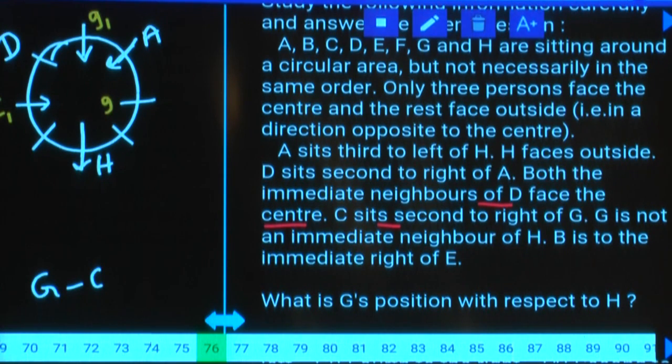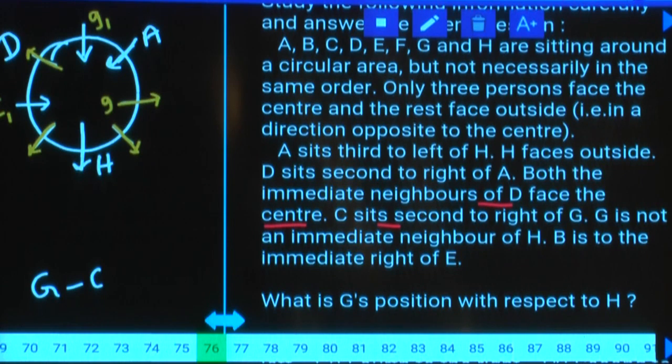A sits to the left of H, H faces outside, D sits second to the right of A. Both the immediate neighbors of D are facing the center. Tell me how many persons are towards the center here? We should have only 3 persons. Now as of now 3 persons are towards the center. The remaining persons must be away from the center. Hence all these persons must be away from the center, isn't it?